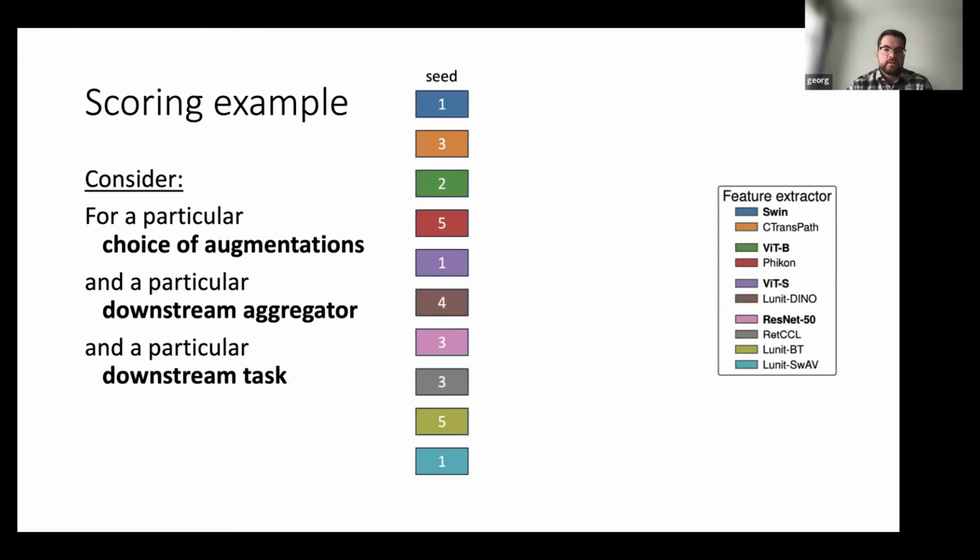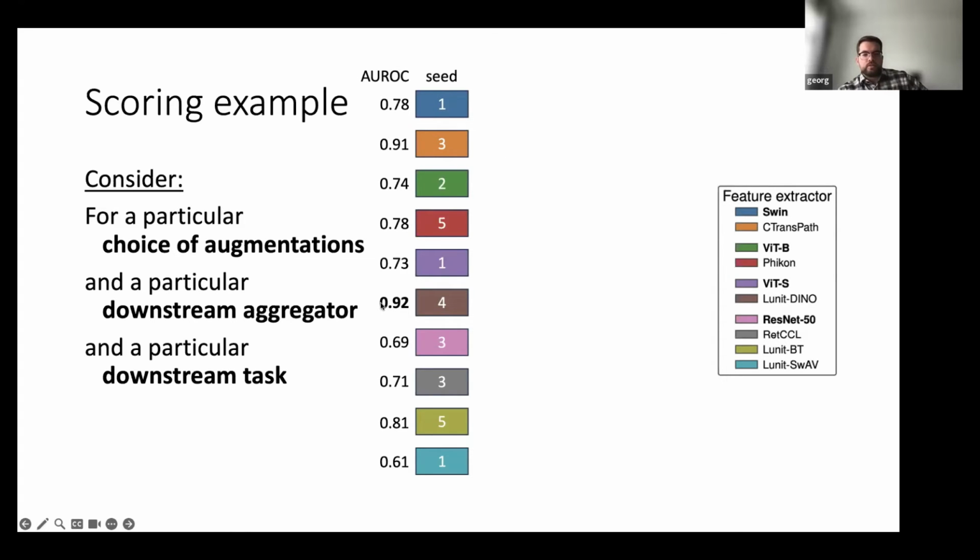The way that we compare this is, if you take the 10 feature extractors and you randomly select 1 seed for every feature extractor, that would be 1 trained model. Each one of those models gives you a test AUROC. So this is just an example. For example, for CTransPath in blue, we select the first seed, for that was the Swin transformer. For CTransPath, we select the 3rd seed, and so on. So this is just a random configuration of seeds, and we get an AUROC score for each one of those.